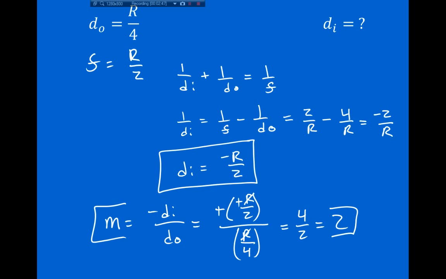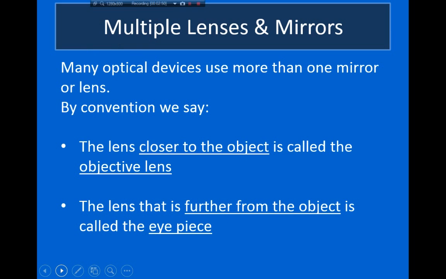So I think I'm going to end the discussion on mirrors there, and in the next lecture I'm going to talk about how we handle systems involving more than one lens or more than one mirror.